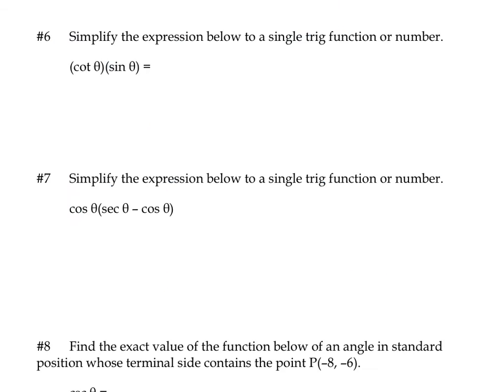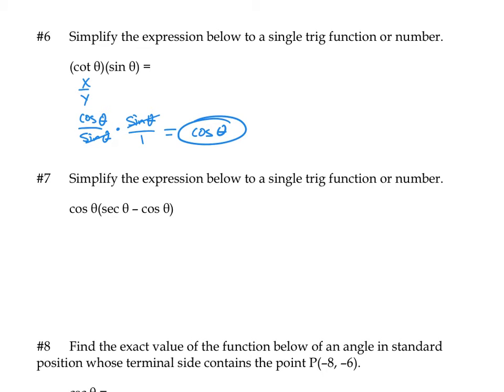All right, let's go to number 6 here. Number 6 says simplify the expression below to a single trig function or number. So cotangent is x over y, or in terms of its identity, writing it in terms of sine and cosine, it's cosine over sine times sine, which you could put over 1 if you'd like. Then those sines will cancel out. So this comes out to cosine theta. Cotangent times sine will always be equal to cosine of that theta value, whatever it might be.